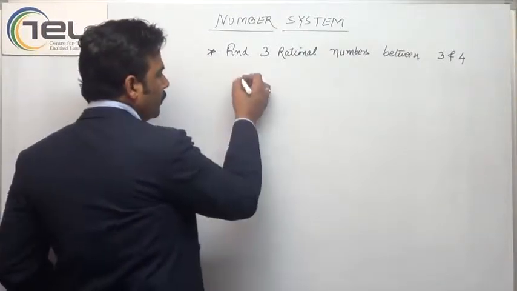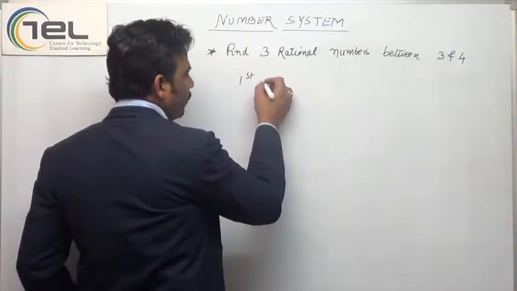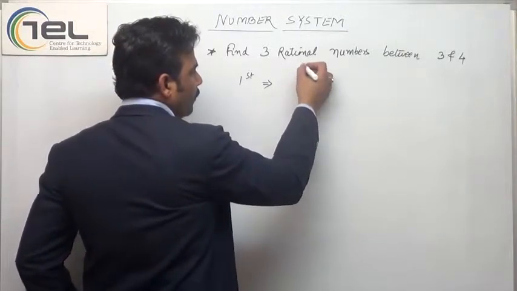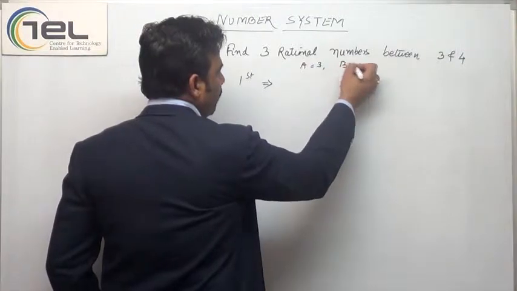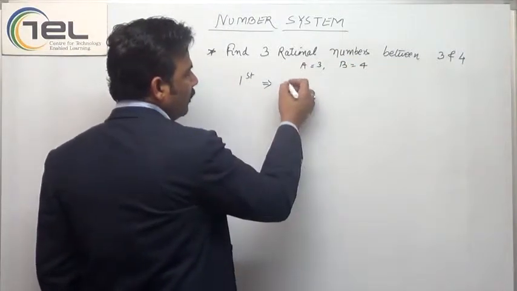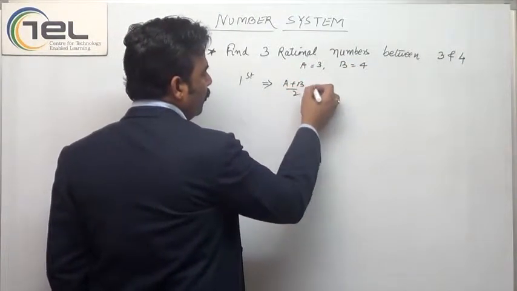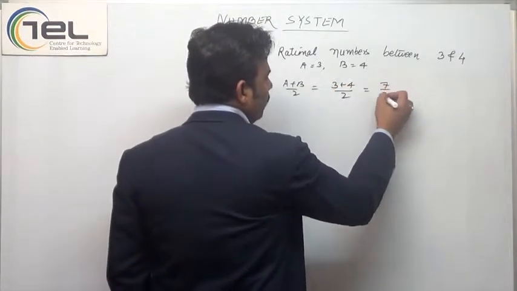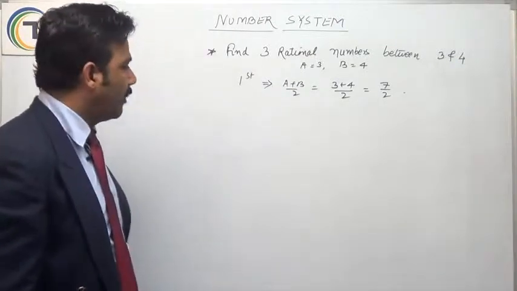So the first one here: A is given as 3 and B is given as 4. The first number is (A plus B) by 2, which is (3 plus 4) by 2. It is 7 by 2. The first one we have.